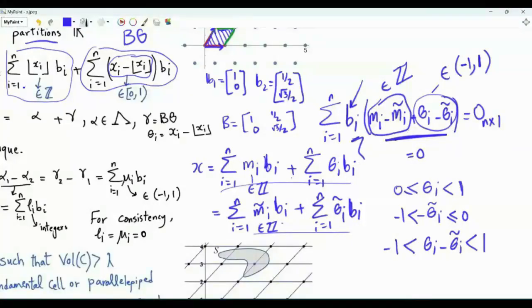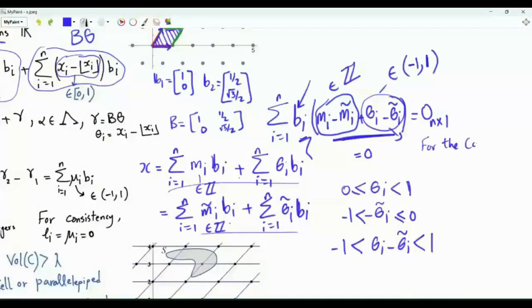Because the b's are linearly independent, and this linear combination of the vectors is the zero vector, then we must have that the coefficients are equal to 0. So each coefficient is 0. But what is each coefficient? Each coefficient is an integer plus a real number between minus 1 and 1. How can this be 0? It must be the case that theta i minus theta i tilde is an integer. For the coefficient to be equal to 0, theta i minus theta i tilde must be an integer, because we cannot have an integer plus a number that is not an integer and then get a 0. So theta i minus theta i tilde must be an integer.